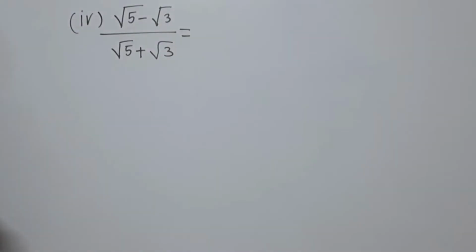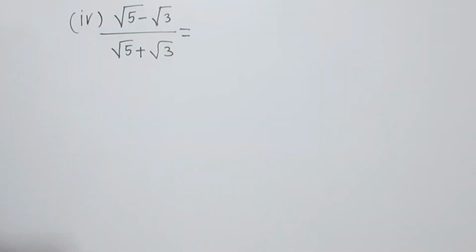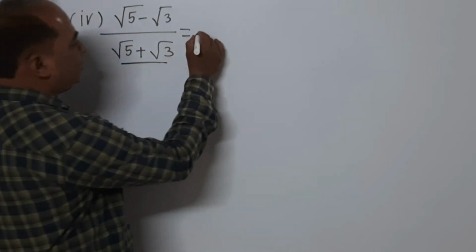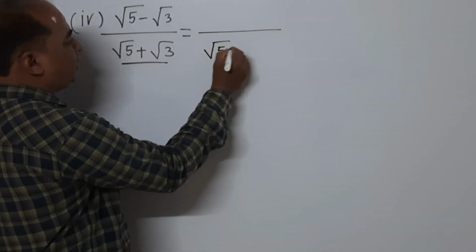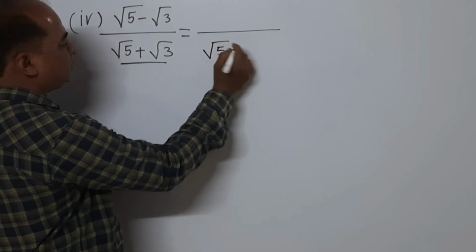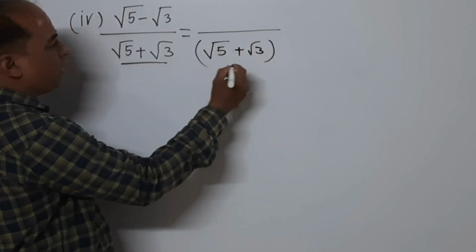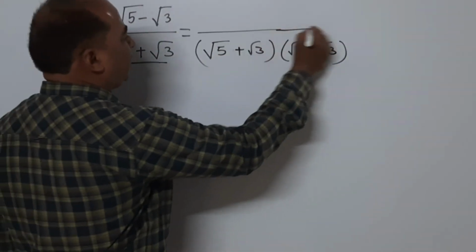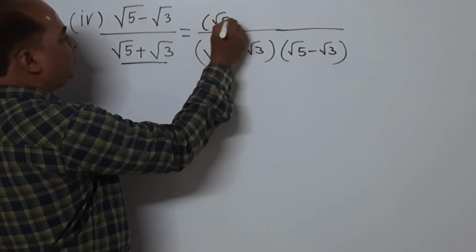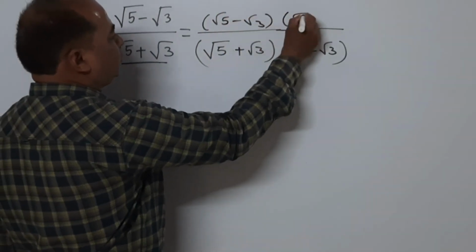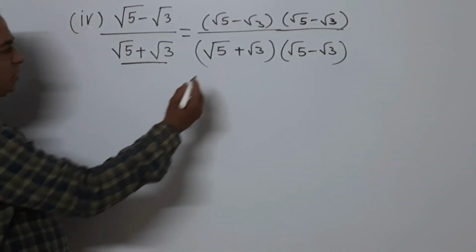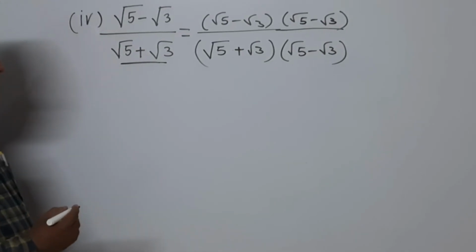Fourth example, root 5 minus root 3 upon root 5 plus root 3. Rationalizing the denominator, we have to make this irrational number a rational number, so we multiply by the conjugate of the denominator. The conjugate of root 5 plus root 3 is root 5 minus root 3, so we multiply both numerator and denominator by root 5 minus root 3.